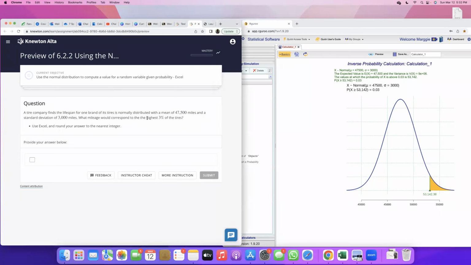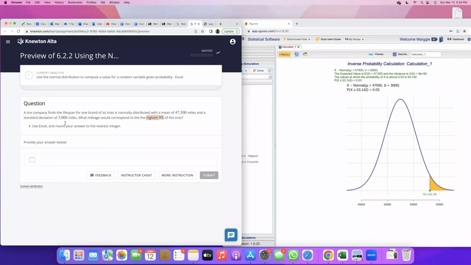So then we only need the highest 3%. So this is the yellow area that I have highlighted here. This yellow shaded area is 3% of the whole area underneath the curve, all this space in here. So this 3% of the area is after 53,142 miles. So this is the value that corresponds to the highest 3% of the tire.